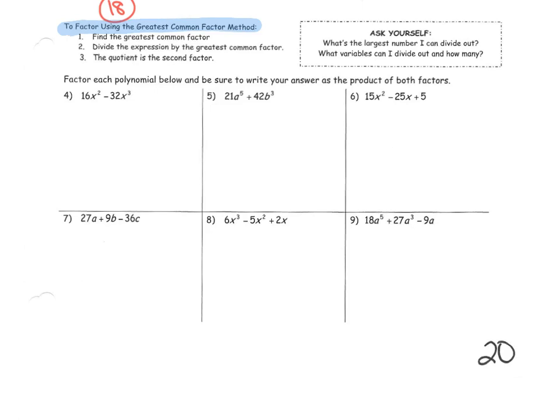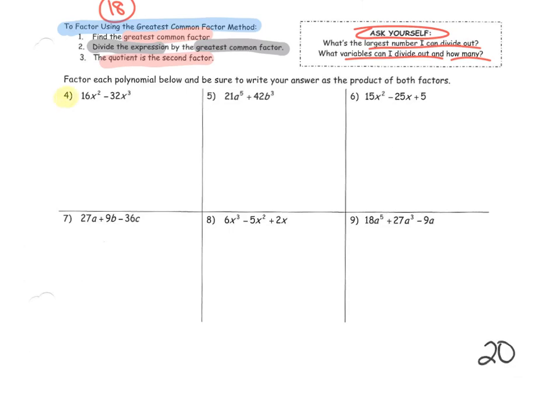So factoring using the GCF method, we are going to take out the greatest common factor, divide the expression by the GCF, and then the quotient is going to be the second factor. Okay, so you always want to ask yourself, what is the largest number that I can divide out by? What variables can divide out and how many? So let's take a look at the first problem.